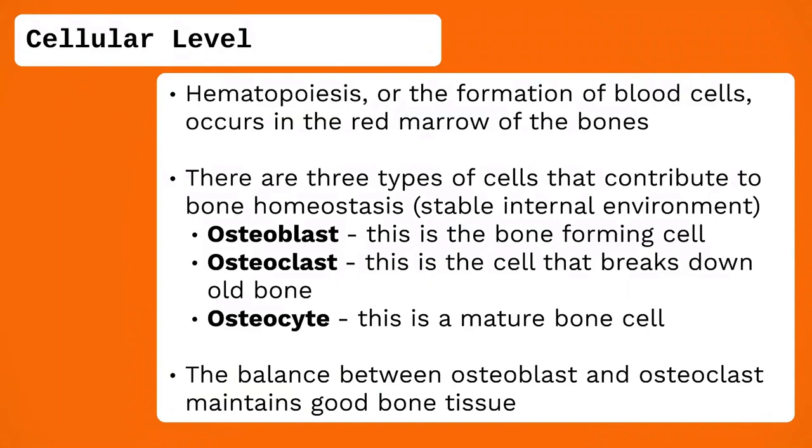That's osteoblast. This is the bone-forming cell. Osteoclast, which is the cell that breaks down old bone. And then osteocytes, which is a mature bone cell. So the balance between osteoblast and osteoclast is what maintains good bone tissue.